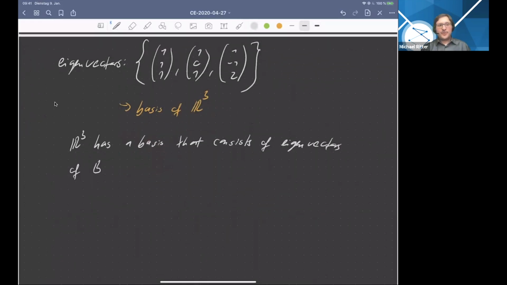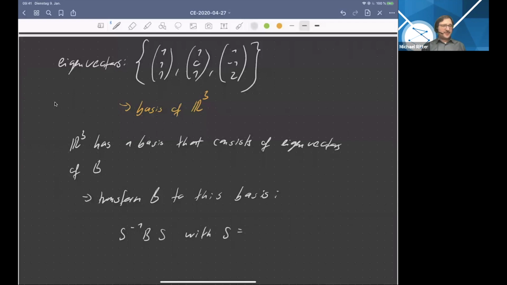And if that is the case, of course, we can transform that matrix B to that basis. And if we do that, then we find that the resulting matrix is diagonal. So if we do this transformation, it would look like this. So transform B to this basis. The transformation would be S to the -1 BS with the transformation matrix S. And that just consists of the eigenvectors that we found in the columns. So let's just take those eigenvectors in the order that we used above: 1, 1, 1, 1, 0, 1, 1, -1, 2.